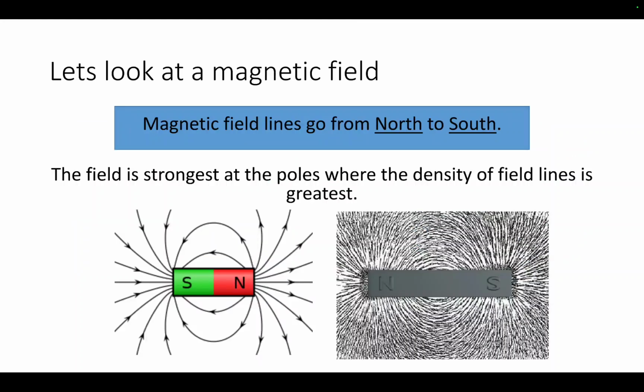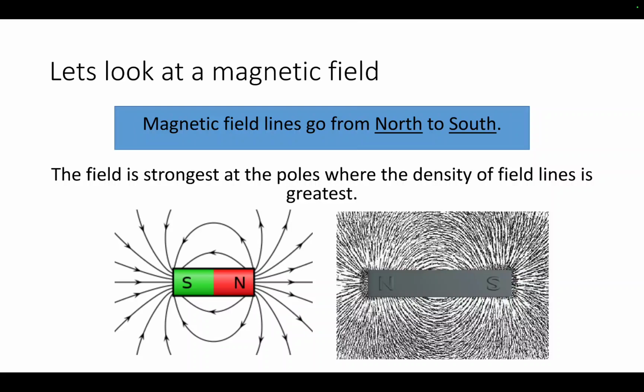So here's how you could draw a magnetic field in an examination. One thing that you really need to remember is that magnetic field lines go from north to south. So you can see the arrows in this image on the bottom left. All of the arrows go from north to south. And the field is the strongest at the poles, where the density of field lines is greatest. So there's more, as you can see on both images actually. The north and south poles on the image on the right, higher density of iron filings. And on the image on the left, you've got obviously the lines at the poles are closer together.